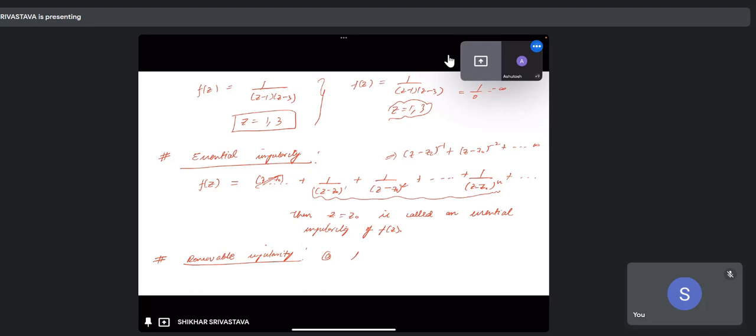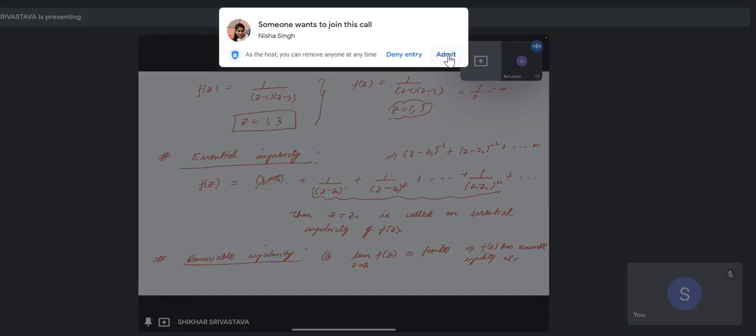One of the important properties is that suppose you have been given some function and it has a pole at z is equal to z naught. If that function satisfies this property, that the limit as z tends to z naught of f(z) is some finite value, then you say that this function f(z) has a removable singularity at z is equal to z naught.